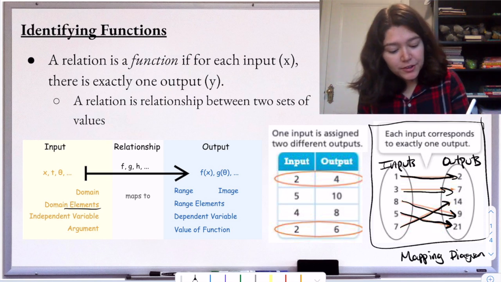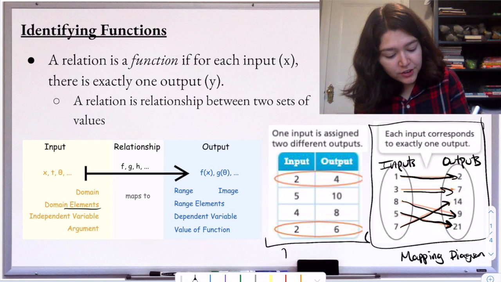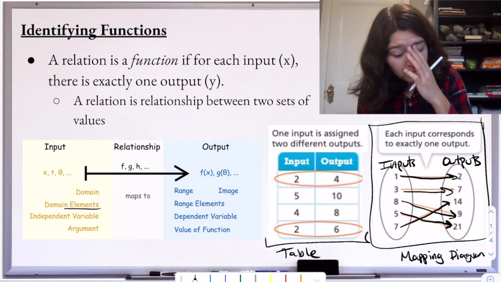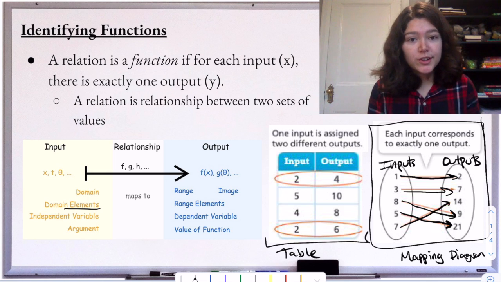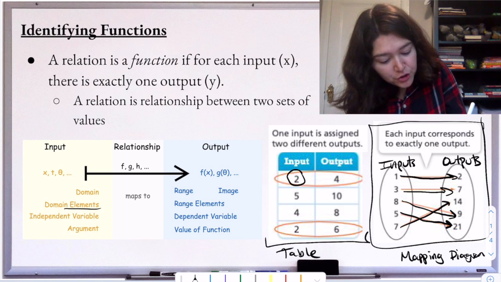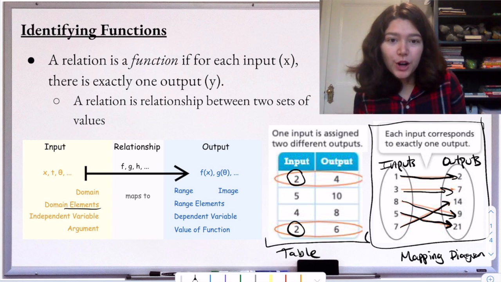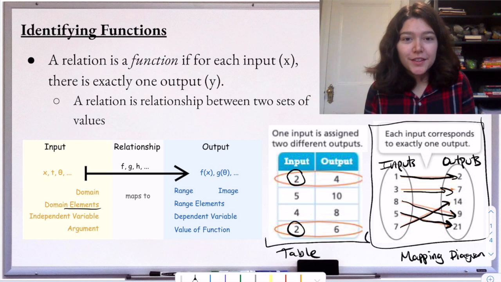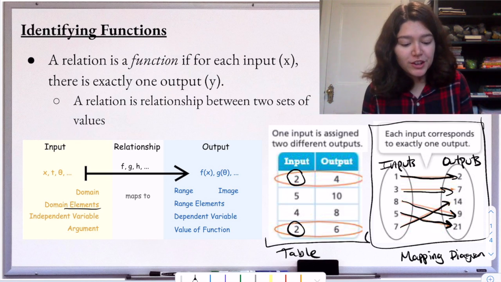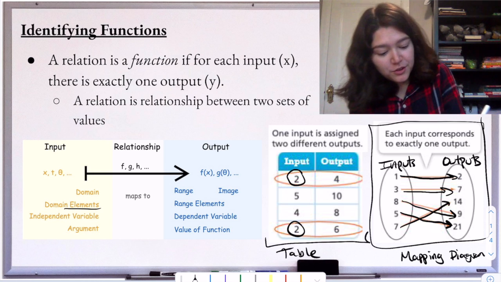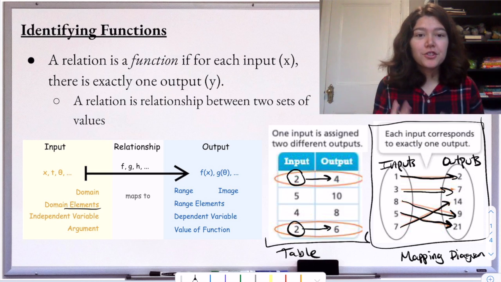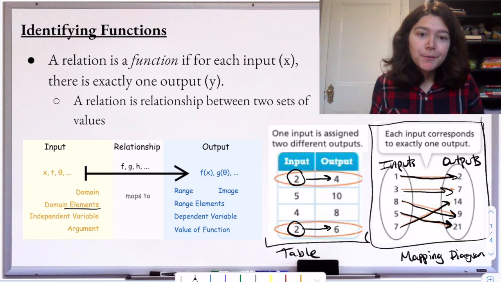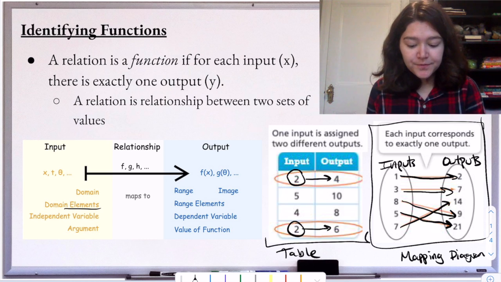Okay, but then if we go over here, this is a table representation of a relation. We see that this is not a function because one input is assigned two different outputs. So when we press 2, and it's not necessarily pressing, but that can be a way to think about it with a vending machine or a machine, we input 2. Sometimes we're getting 4 and sometimes we're getting 6. So there's two different outputs for that same input. So that relation is not a function, right?